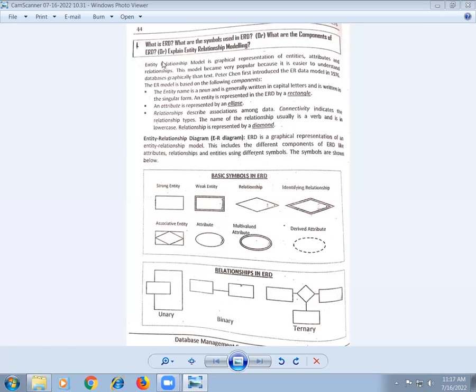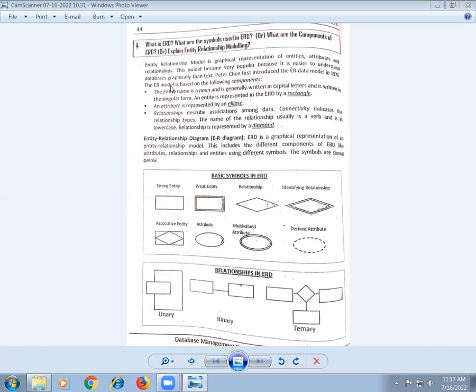Right. So first we need to know what is meant by entity. Simply, an entity is nothing but a person, a place, an object, an event, or any concept in the user environment, about which an organization maintains data.